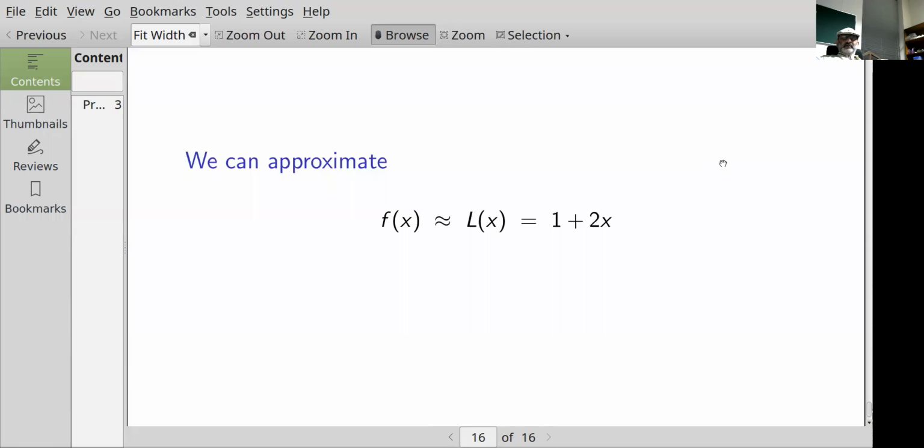So for small x, that is for x close to 0, f of x is approximately equal to L of x, which is 1 plus 2x. That's the equation of the tangent line on the graph at the point (0, 1). So we now have the product rule, and in the next segment we are going to go on to the rule for quotients of functions.